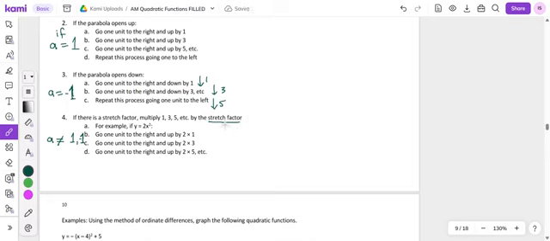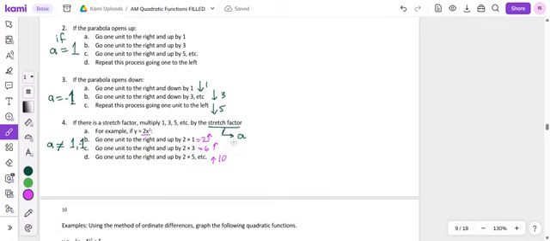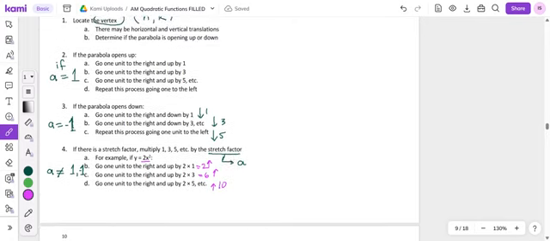So how do I stretch something? Well, I'm going to multiply it. So watch this. I'm going to go 1 to the right, and instead of going 1 up, I'm going to go 2 times 1. So I'm going to go 2 up. 1 to the right, 2 times 3. I'm going to go 6 up. 1 to the right, instead of just 5, I'm going to go 10 up. Okay? So let's practice this.